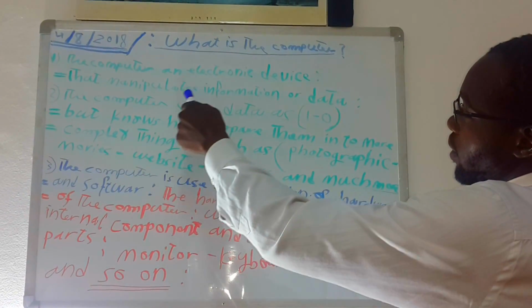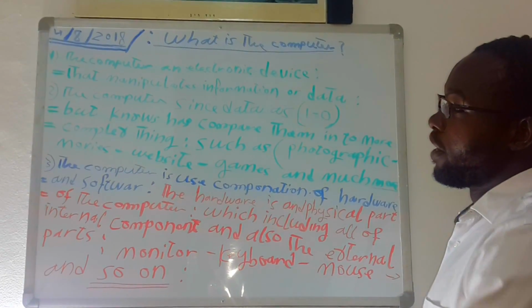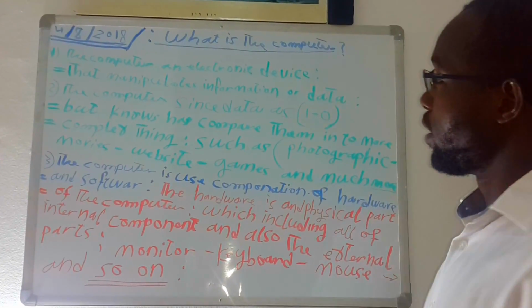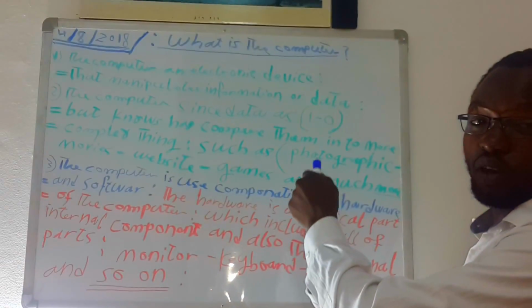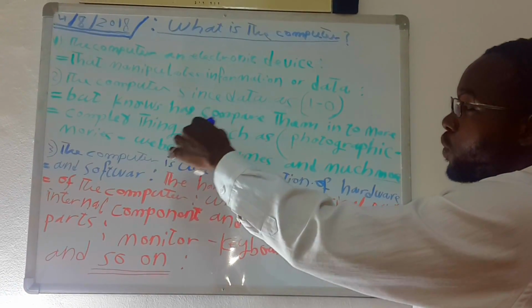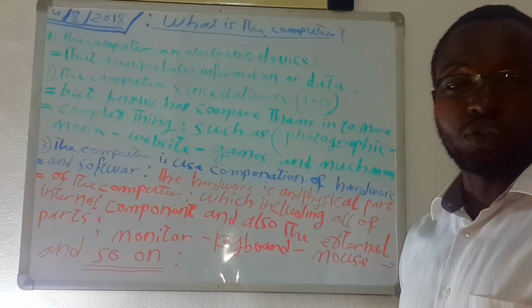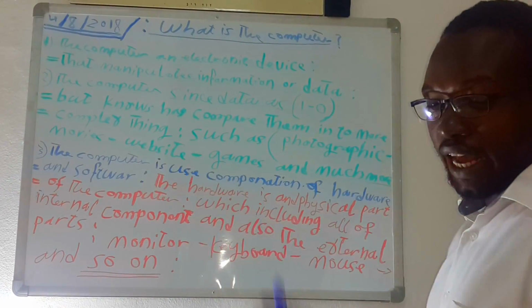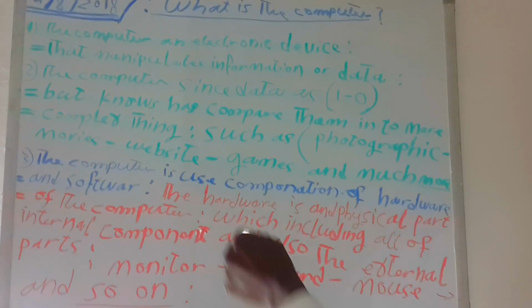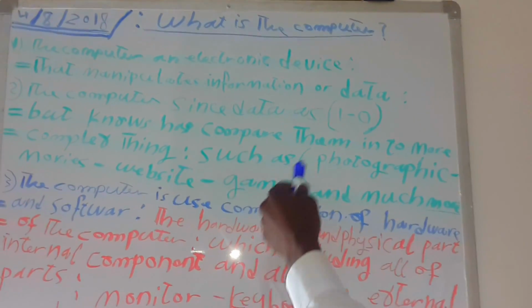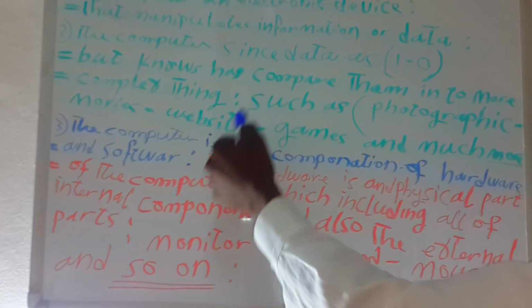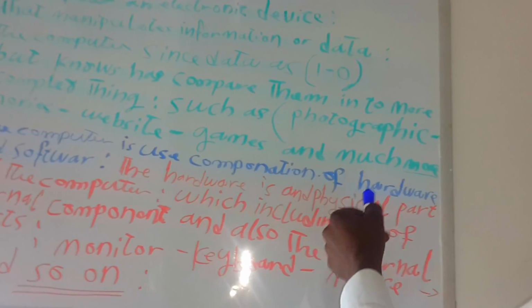The computer is an electronic device that manipulates information or data. The computer sends data as 0s and 1s. But Windows compiles them into more complex things, such as photographs and movies, websites, games, and much more.